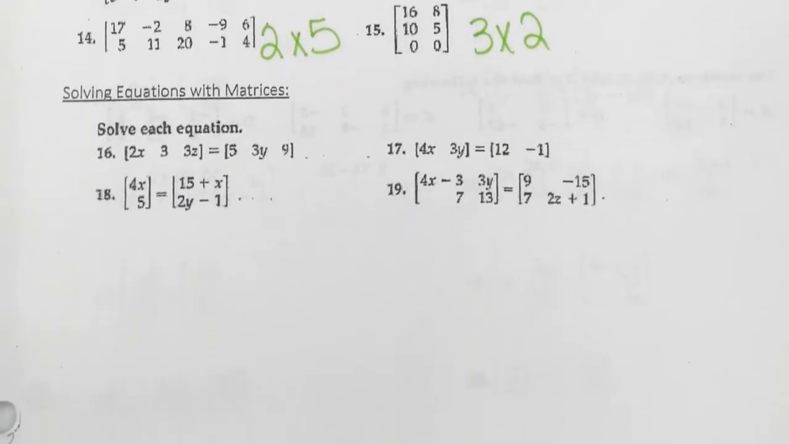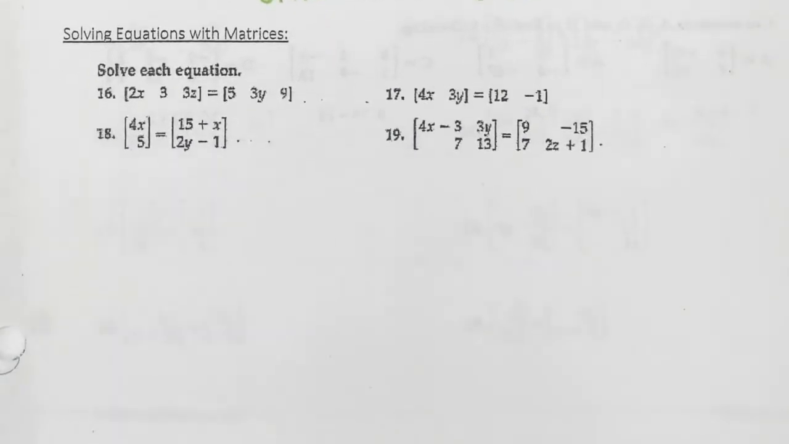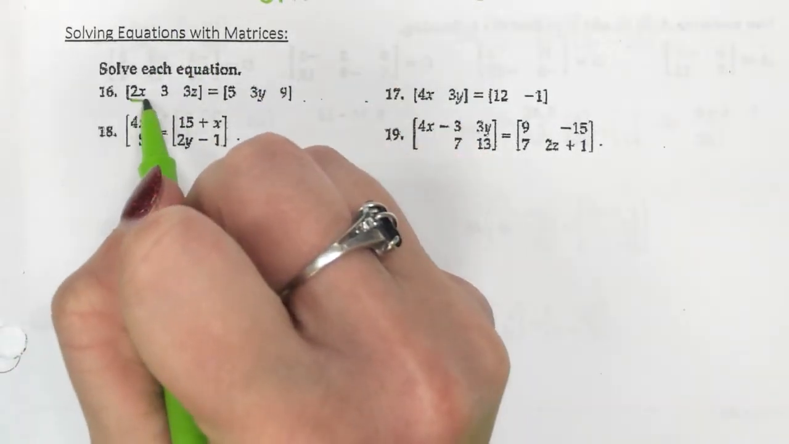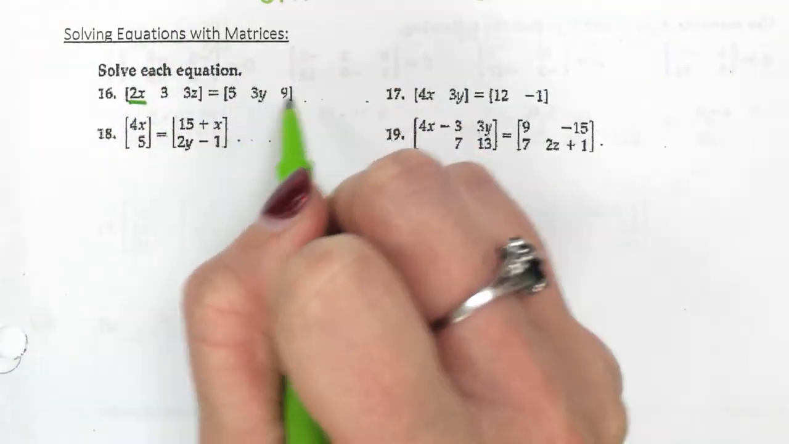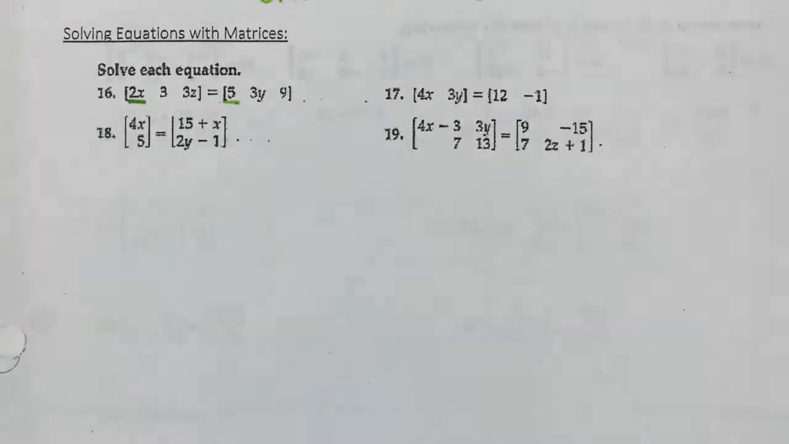Number 16 is our second learning target. What is our second learning target? I can solve for equations involving matrices. Now, this is just as easy. However, what you need to learn from this is matching these numbers up. So this 2x matches up with which one over here? The 5.